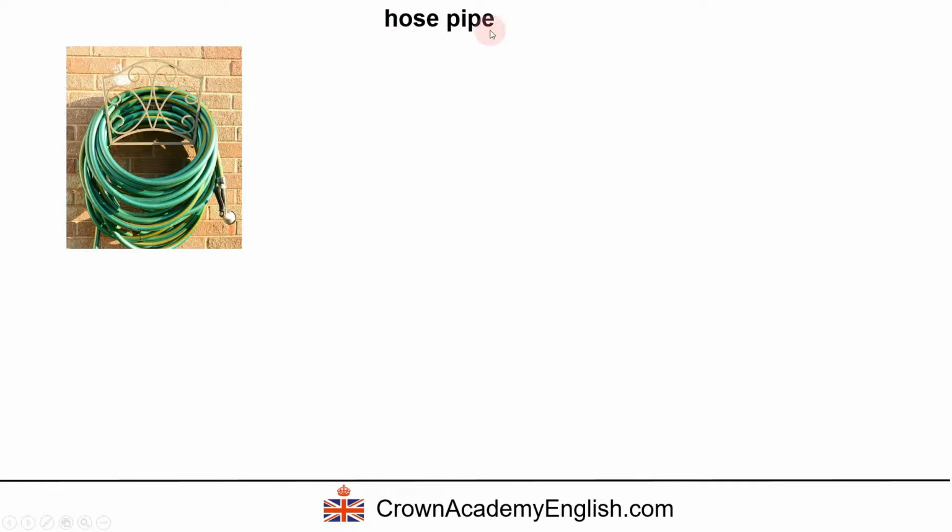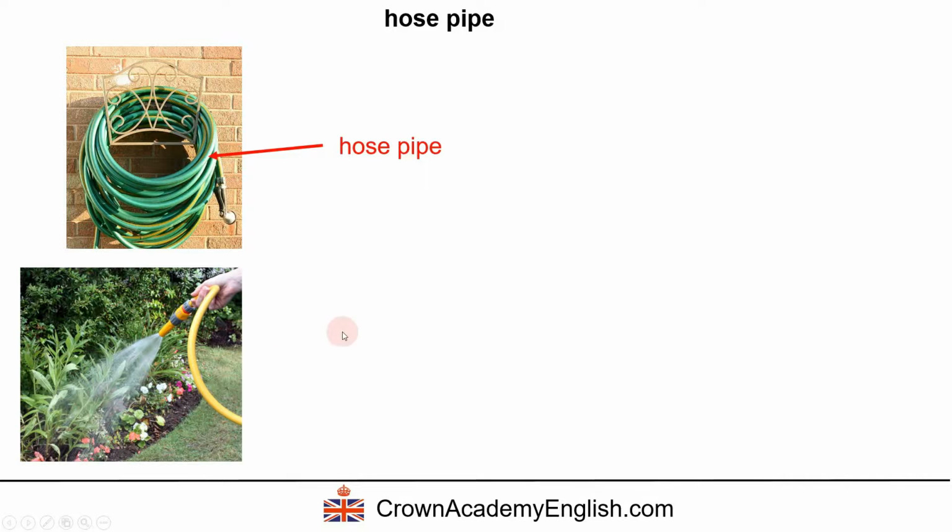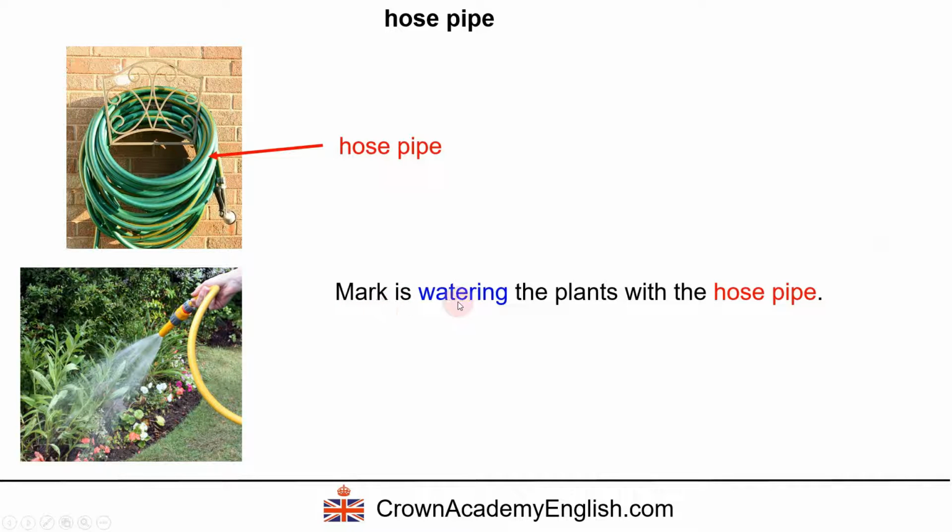Hose pipe. So this is called a hose pipe. We can say that Mark is watering the plants with the hose pipe. Remember, this is the verb to water. This means to give water to the plants. So Mark is watering the plants with the hose pipe. So here the hose pipe is yellow, and this hose pipe is green.